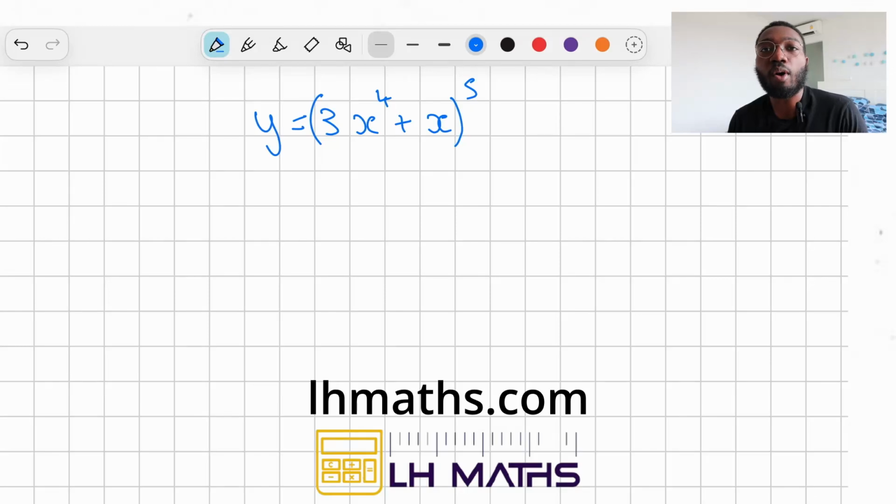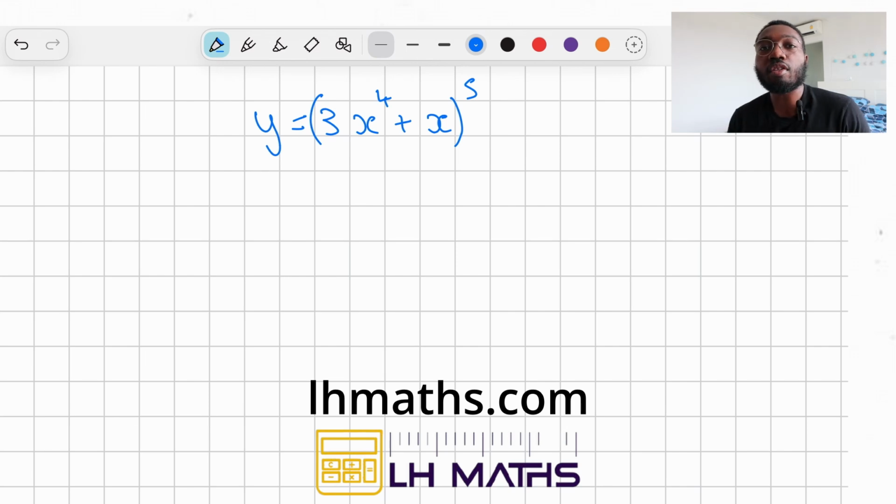So for this question, we have y is equal to (3x^4 + x) all raised to the power 5, and we need to differentiate it. Now, you could expand all the brackets out, which will give you all the values of x, and then you can just differentiate them individually, but that will take a very long time. So is there another way to do it? Yes, there is. It is called the chain rule, and that is what we'll be going over in today's video.